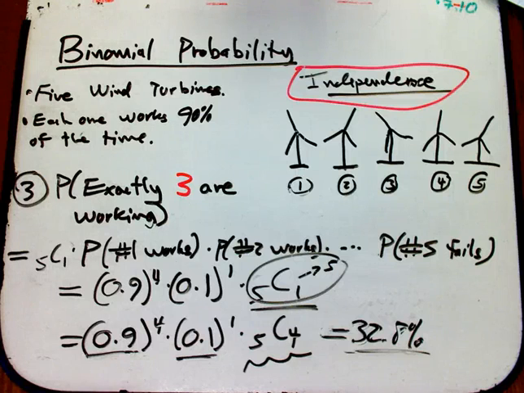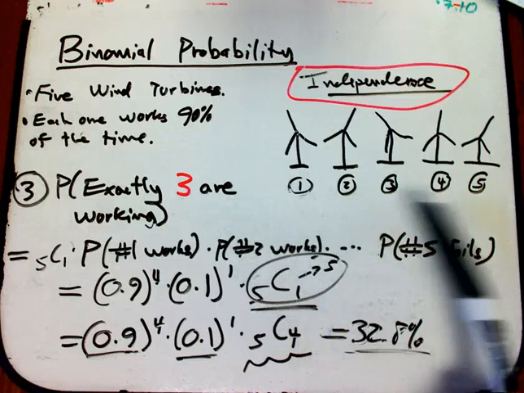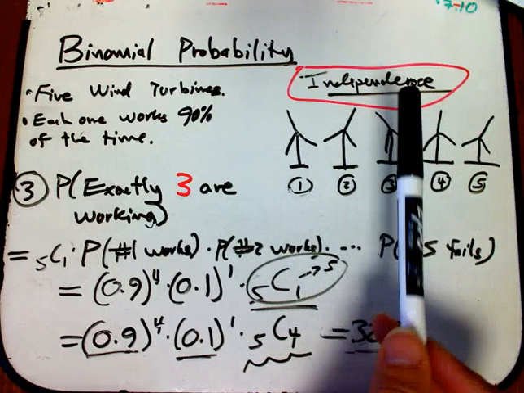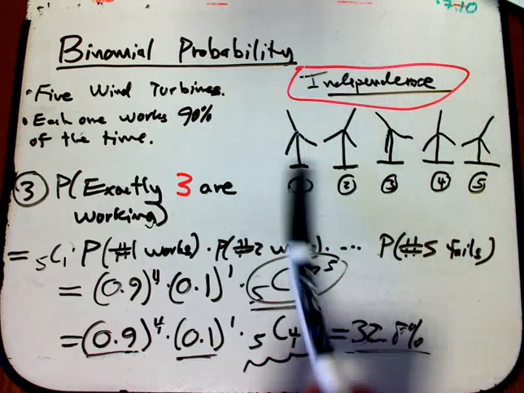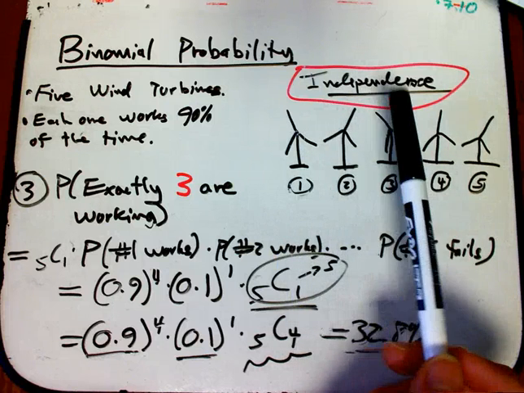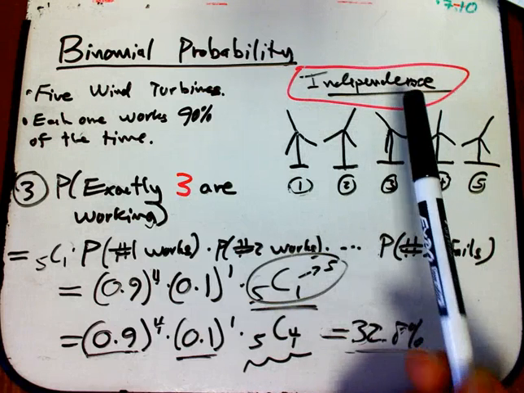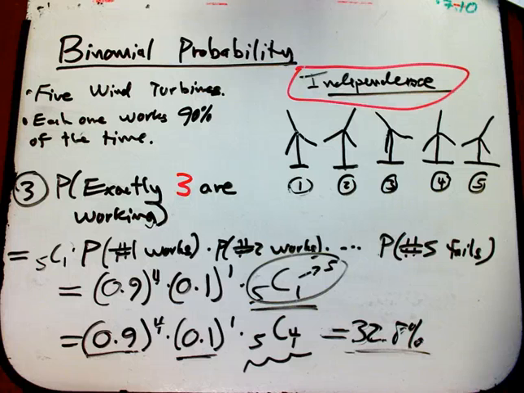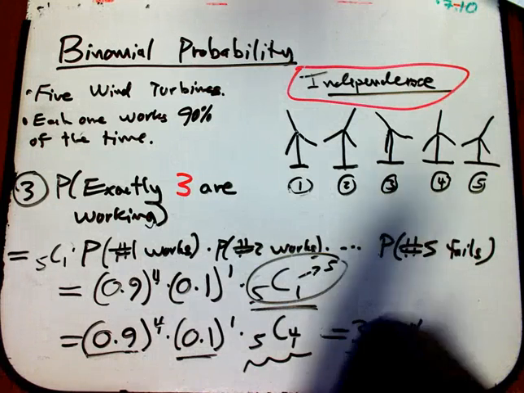Three more examples of a binomial probability in the same context. We've got 5 wind turbines, and we are making a big assumption that the working or failure of any of the wind turbines is independent of the others. In this situation, I would say that's an approximation and not a golden thing. If we're talking about die rolling, then it's much more likely to be really close.